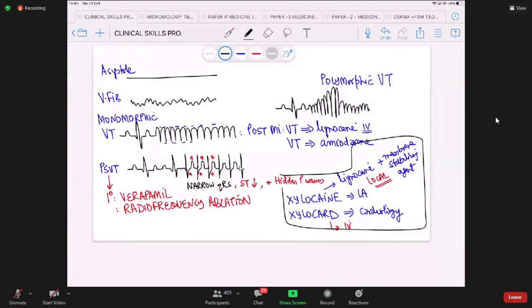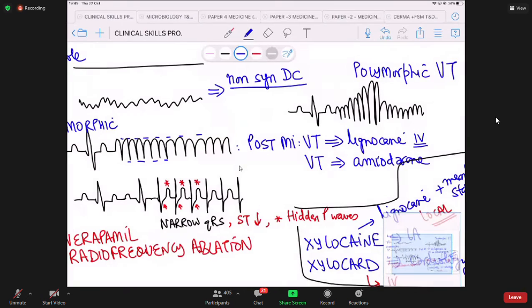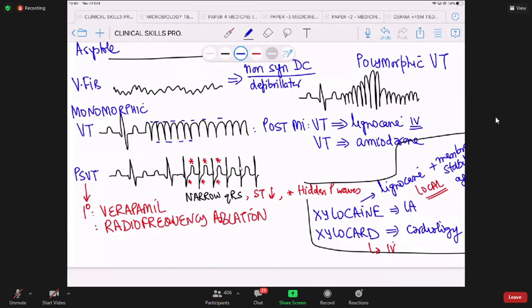Coming back to the agenda, guys, ventricular fibrillation: the main treatment is to give a DC shock. This is going to be a non-synchronized DC shock. And remember my words, the alternative term for non-synchronized DC shock is defibrillator. If it is ventricular tachycardia, it's again going to be a defibrillator, but for PSVT, if he says in the exam, listen to the words carefully.